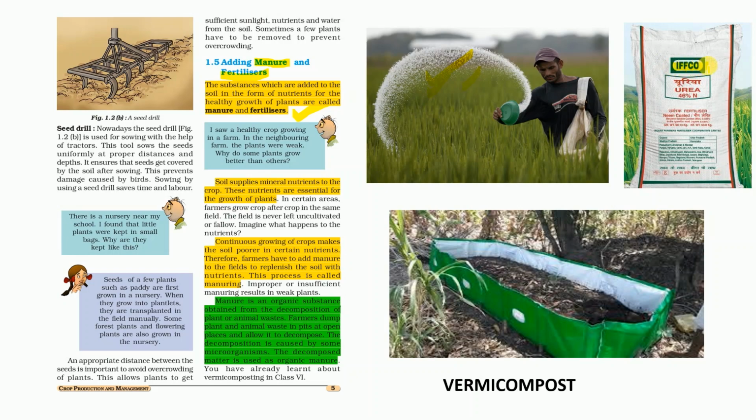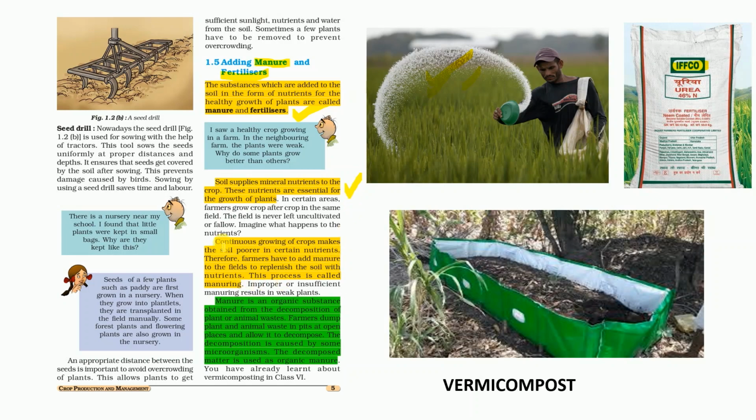IFFCO company made this urea, and this is a typical organic vermicompost, the organic manure which is prepared by the farmer himself in his house with the help of organic plants and material. So the soil supplies the minerals and the nutrients to the crop, and these nutrients are essential for the growth of the crop. So keep in mind this point.